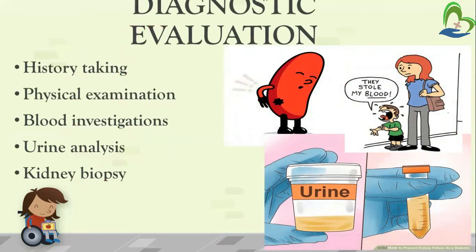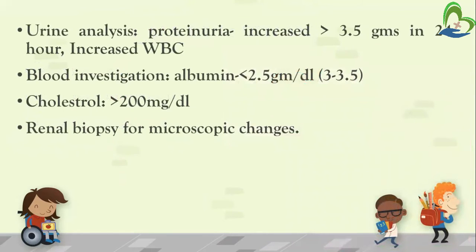Then diagnostic evaluation. In that, first we take the history, then physical examination, blood investigation, urine analysis, and renal biopsy. In urine analysis, proteinuria is greater than 3.5 grams in 24 hours, with increased WBC. In blood investigation, albumin is less than 2.5 grams, and cholesterol is greater than 200 mg. Then renal biopsy, where you can see the microscopic changes.